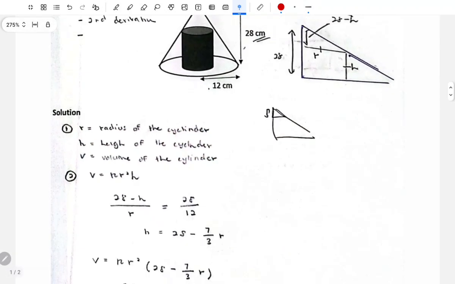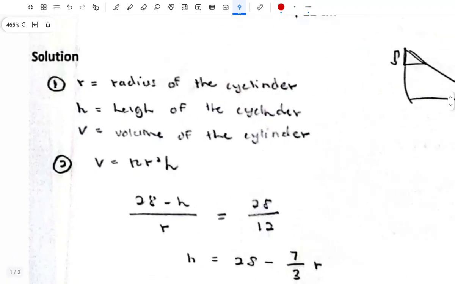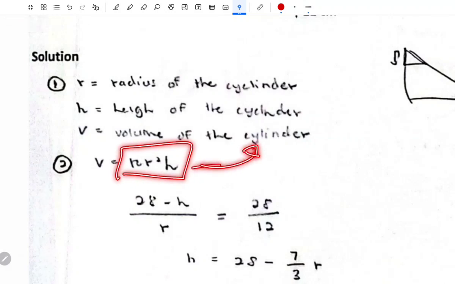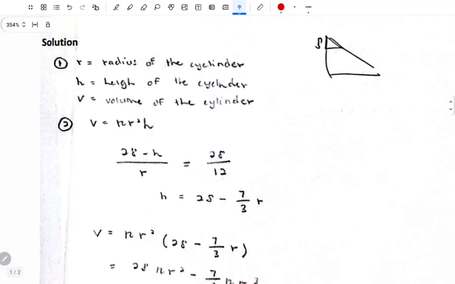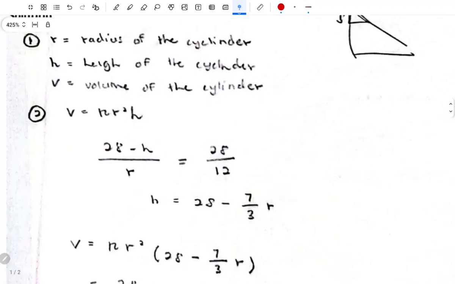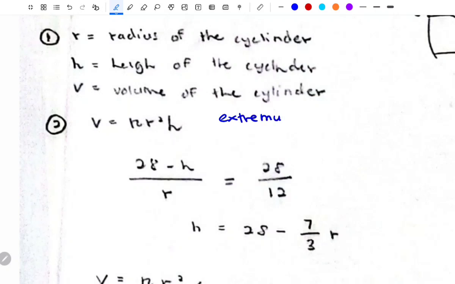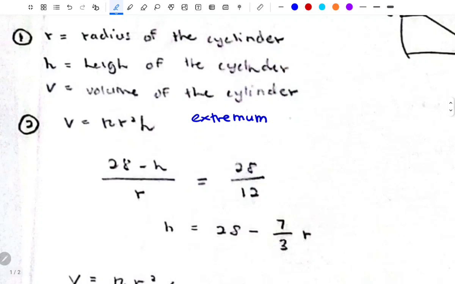Okay. So now, the formula for the volume of the cylinder is equal to pi r squared h. This is the volume of the cylinder formula. And where does this come from? You might wonder where it is coming from, and why do we need to do this? Okay, first, to find the extremum, we need to do differentiation.